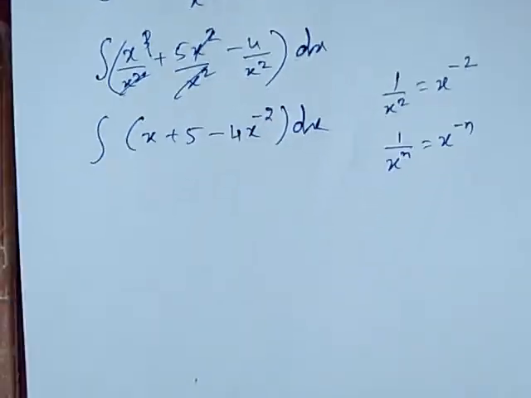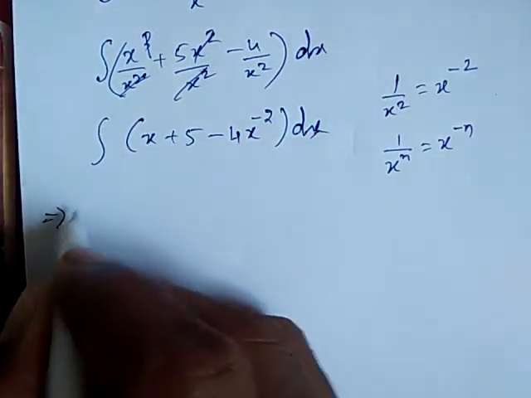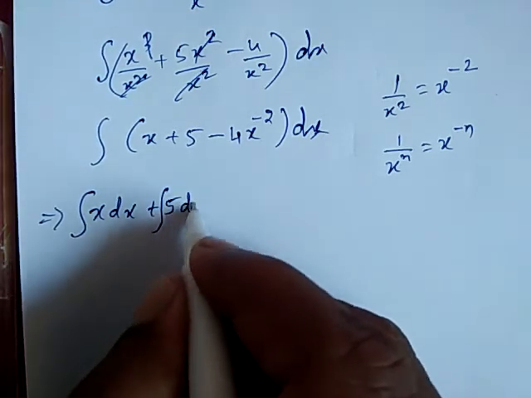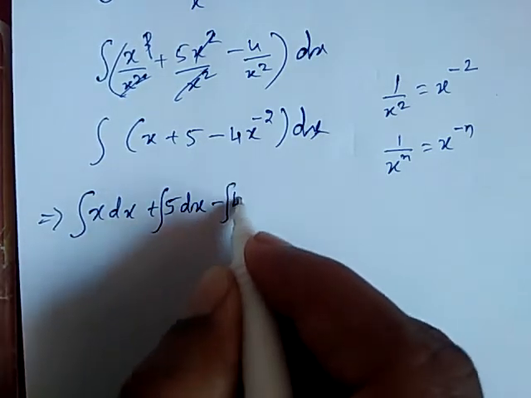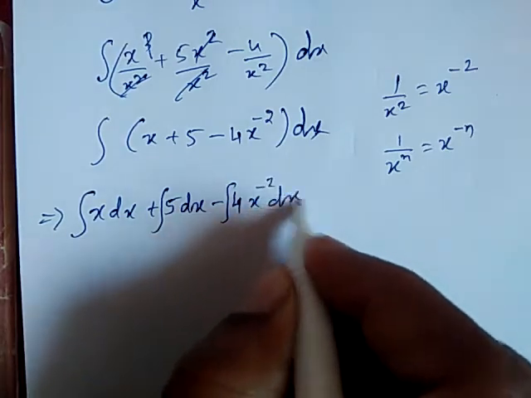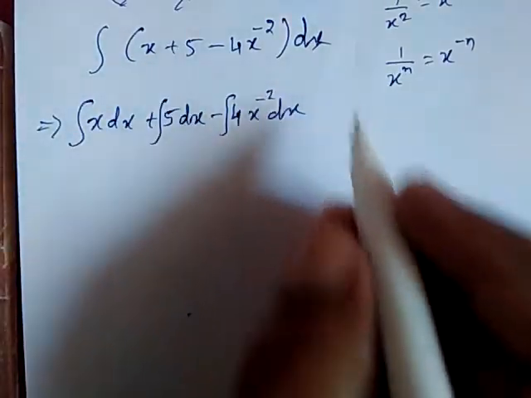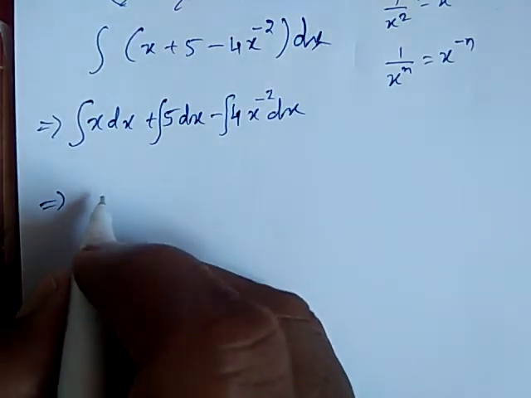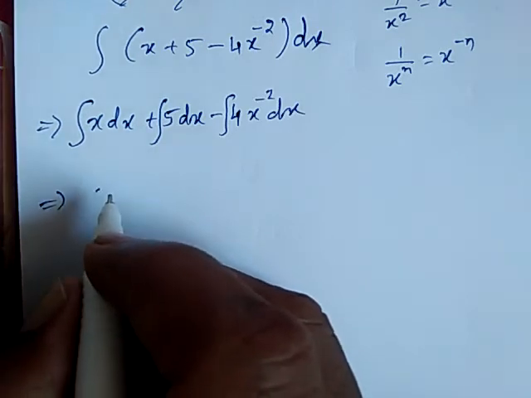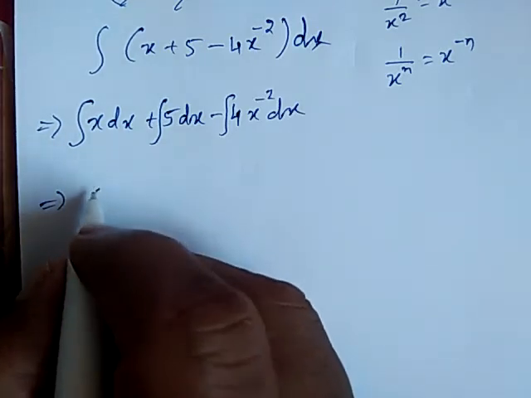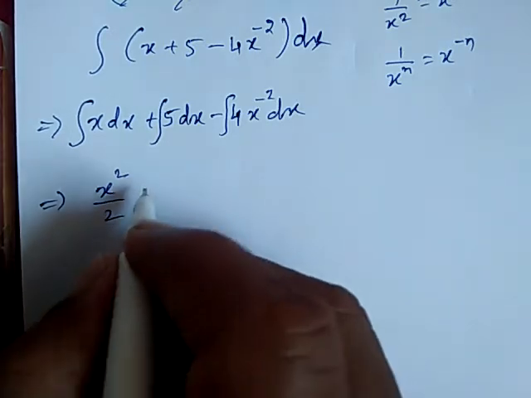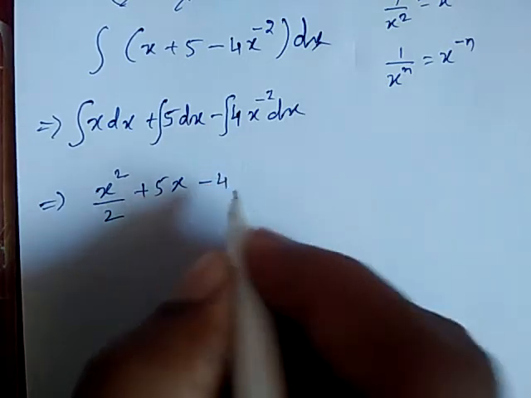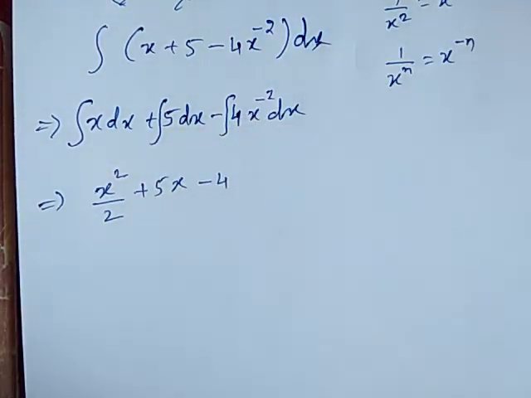Okay, so if you integrate this, this implies the integration of x dx plus 5 into the integration of dx minus the integration of 4 x to the power of minus 2 dx. This will be like this, separating all the terms. What is the integration of x? Tell me first. It is x square by 2, plus here it will be 5x, minus 4 x to the power of minus 2, which you can integrate like this.